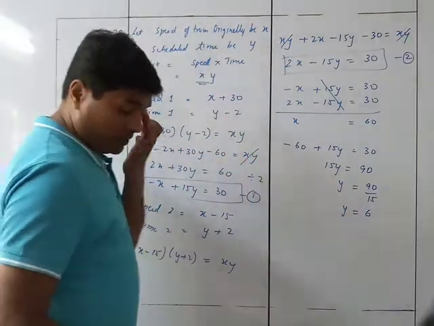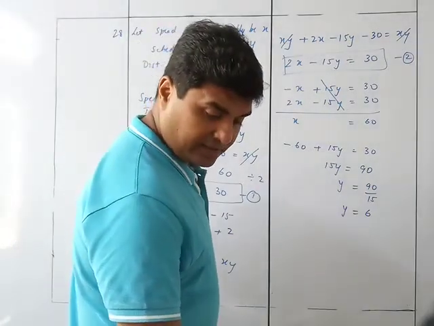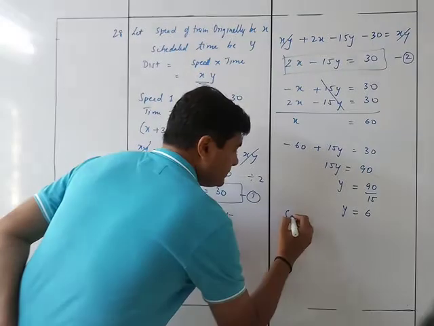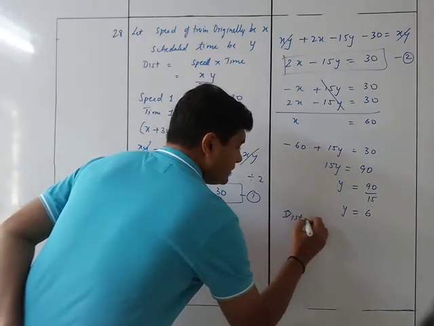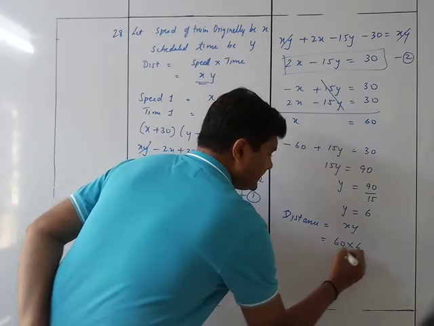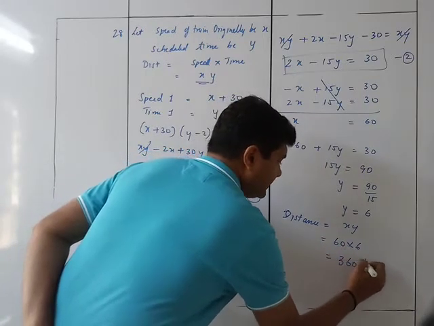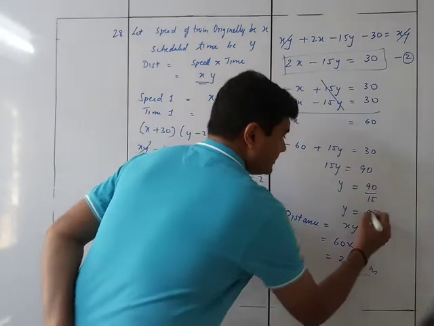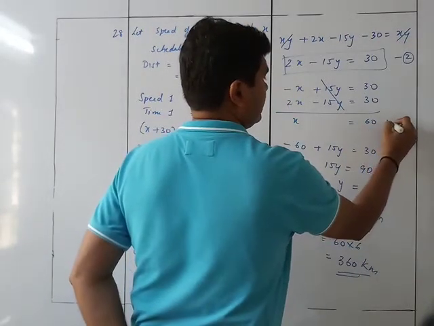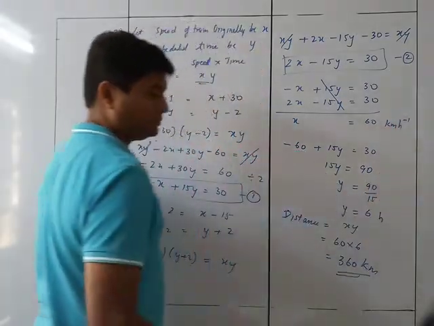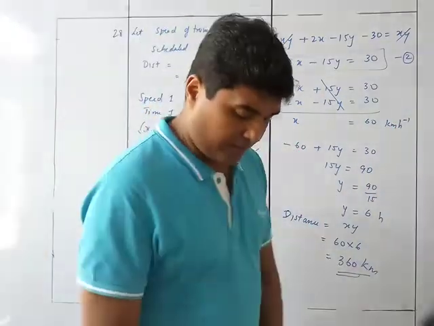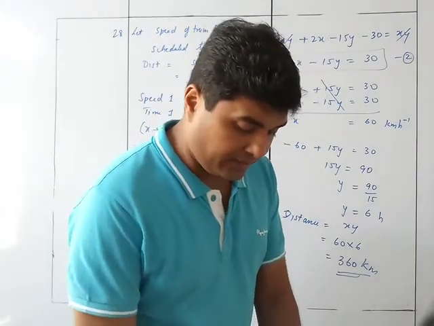Okay, therefore, what is the question they asked us? Find the length of the journey. So that means distance is equal to xy is equal to 60 into 6 is equal to 360 kilometers. This is hours, this is 60 kilometers per hour. Did you get this? Easy. So that was sum number 28.